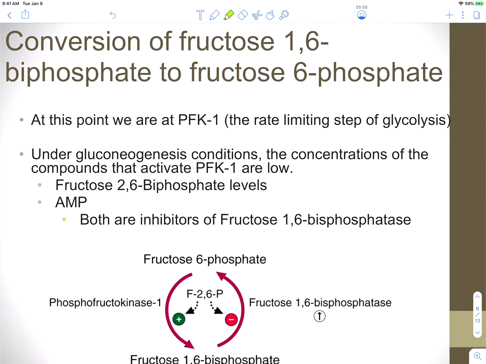Now going to converting fructose 1,6 bisphosphate to fructose 6-phosphate. This is at that rate-limiting step of glycolysis, PFK1. Under gluconeogenesis conditions, the concentrations of the compounds that activated PFK1 are going to be very low. So fructose 2,6 bisphosphate levels will be low because we have very little fructose 1,6 bisphosphate. AMP levels are going to be low, and so you're going to drive the on of fructose 1,6 bisphosphatase and off the PFK1.